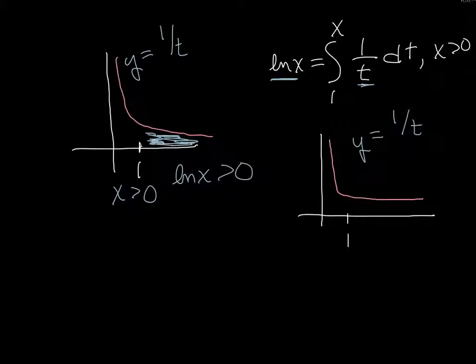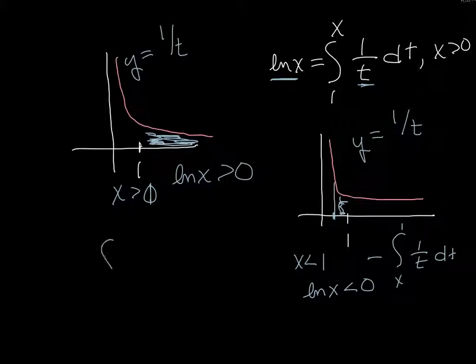Likewise, if x is less than 1, that's going to be the same as the opposite of the integral from x to 1 of 1 over t dt. We're going to be going backwards. Say x is over here. If we start at 1 and go backwards, that means that the natural log of x is going to be less than 0.